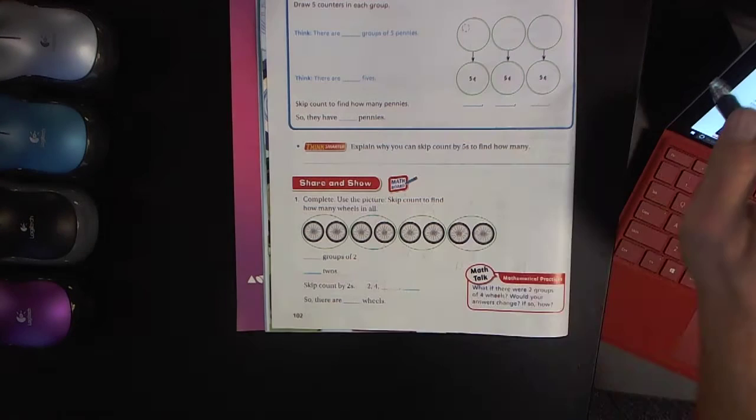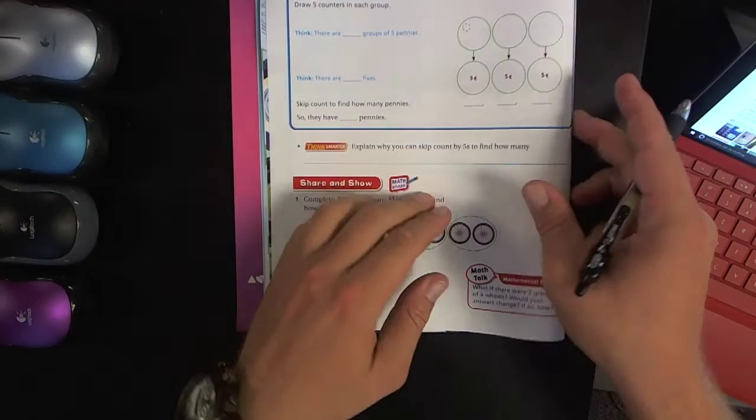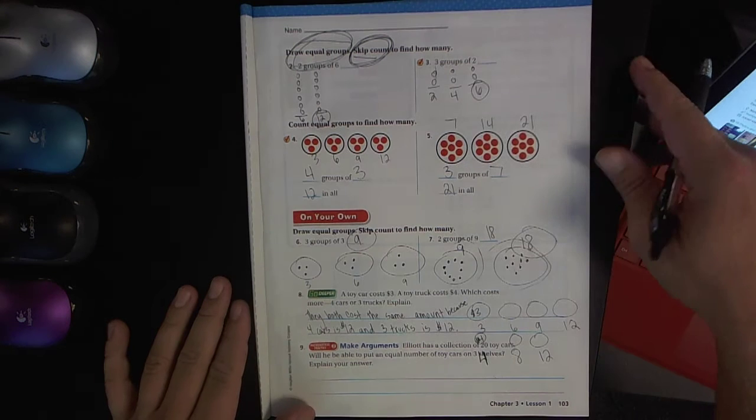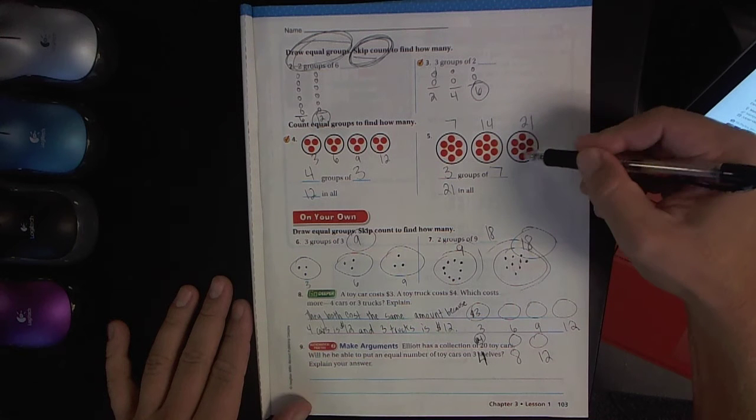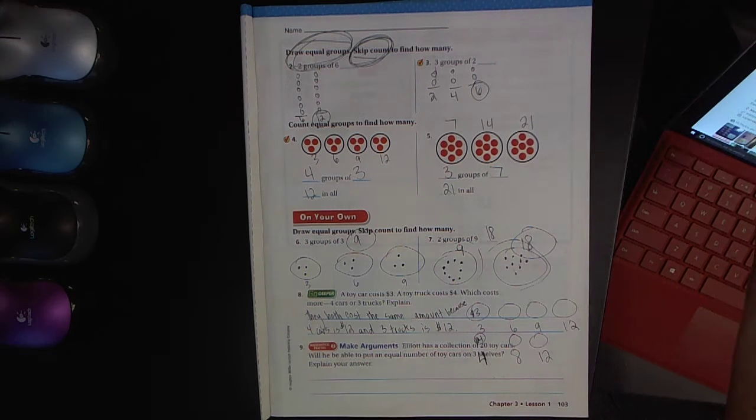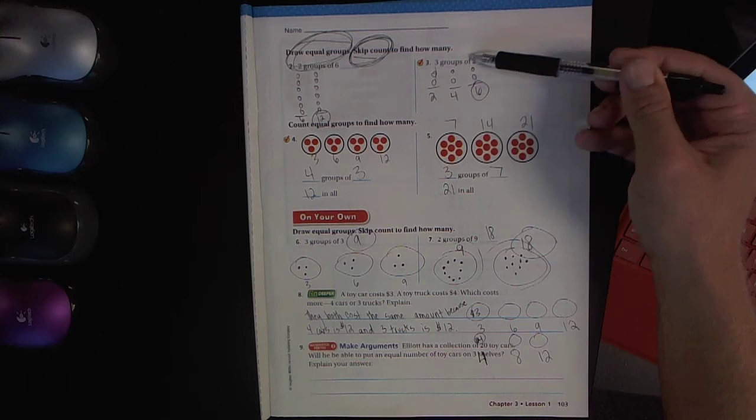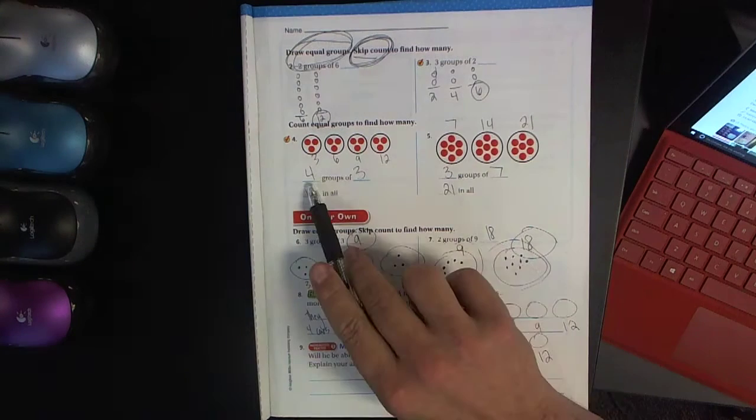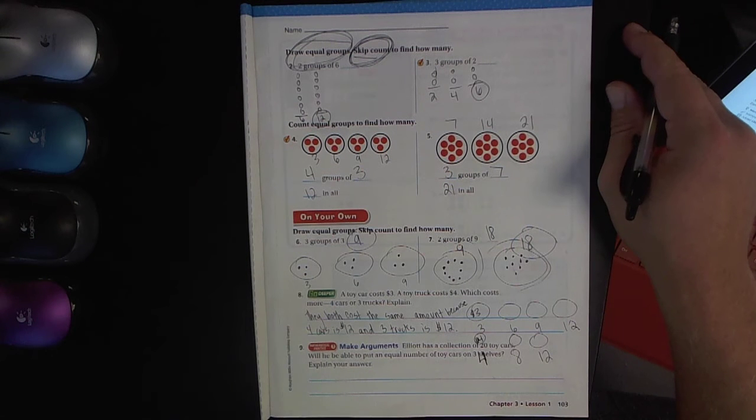So I'm going to do number 1 here, giving you an idea of what we talked about in class as a review. This is also what we did in class. You can see putting things in equal groups. You have to make sure that you have the same number of objects in each group. On the homework, it's going to ask you to make 3 groups of 2, or in this case, 4 groups of 3, and then you have to figure out how many are all together.